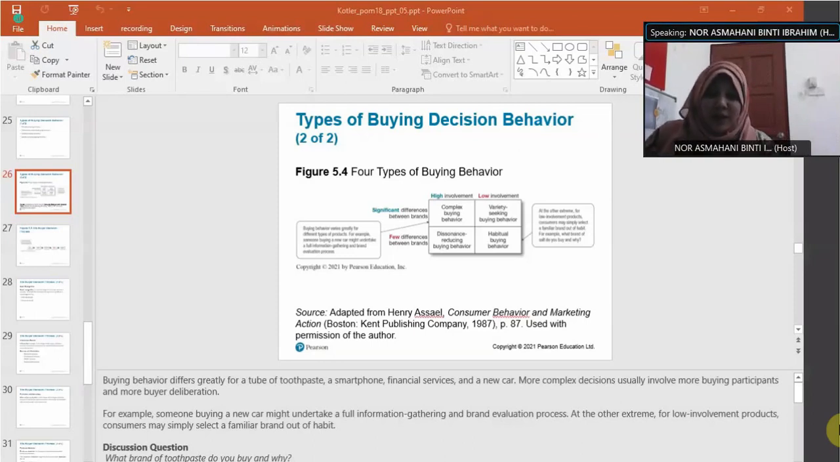Complex buying behavior, expensive, many differences in terms of brand. Dissonance reducing buying behavior, expensive, infrequent, but risky purchase, and with a little significant difference among brands. For habitual buying behavior, low consumer involvement with a little significant brand preferences. Bila you beli shop, for example, like groceries lah, right? Tak ada pun nak fikir berjam kat situ, tak pernah fikir.